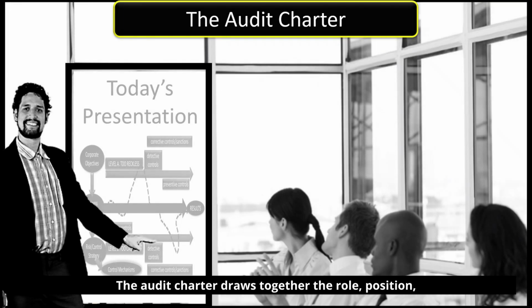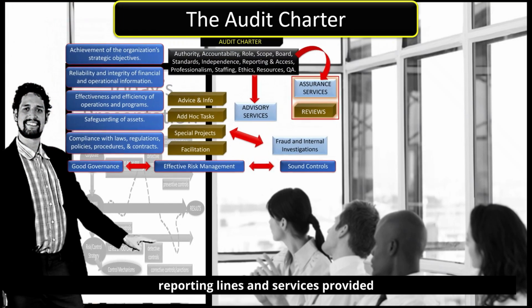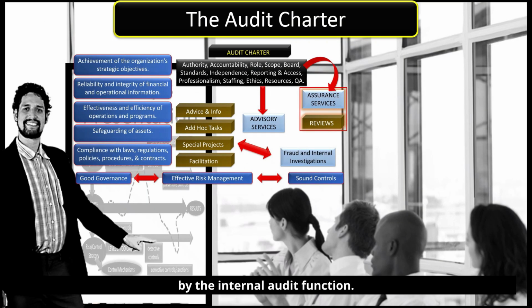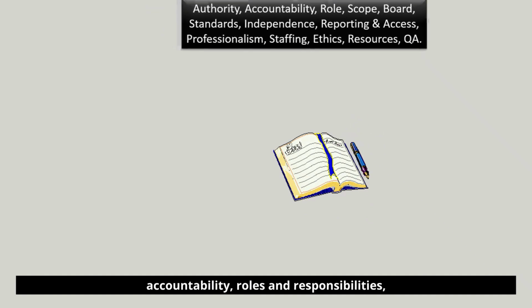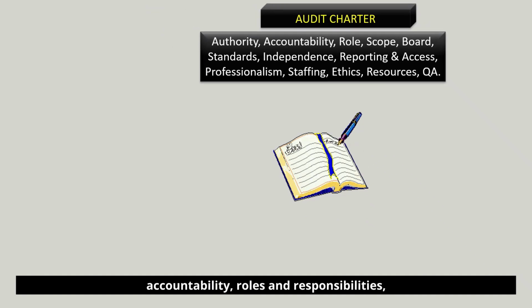The audit charter draws together the role, position, reporting lines and services provided by the internal audit function. It should cover things such as authority and accountability, roles and responsibilities, scope of work and planning arrangements, relationship with the board and audit committee, standards of audit practice, independence and objectivity, reporting arrangements, professional standards, staffing and code of ethics, resourcing and co-sourcing arrangements, quality assurance and monitoring the service.